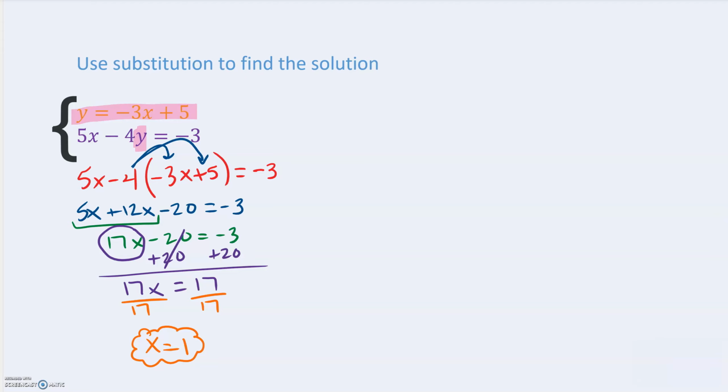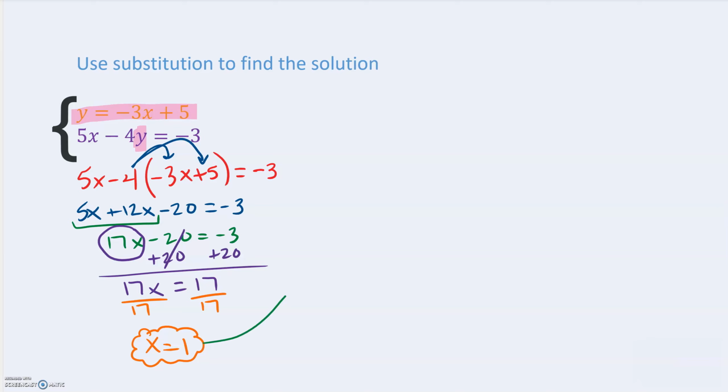Now, the reason that I'm not done is because I solved for x, but I still need to know the actual value of y. Remember that we talked about solutions of systems are the point where two lines cross each other. And I can't say that this line crosses at 1, -3x plus 5. That's just silly. So we need to now substitute this value of x back into one of these two equations and solve for y.